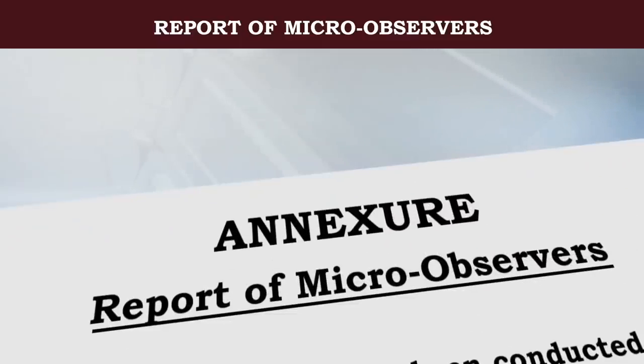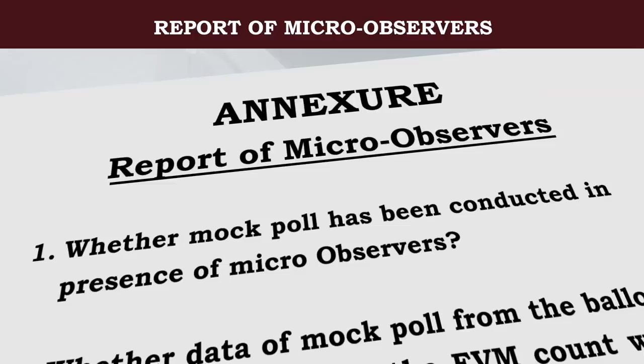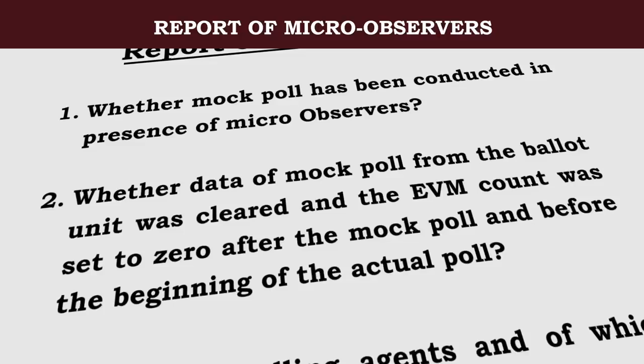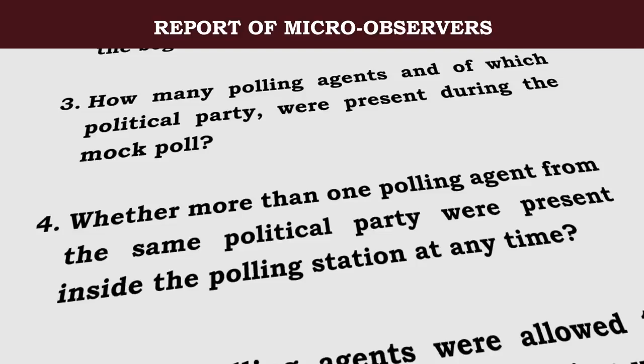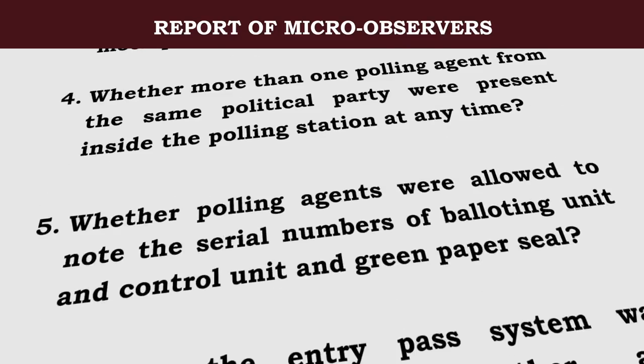Format for report of micro-observers. Whether mock poll has been conducted in presence of micro-observers. Whether data of mock poll from the ballot unit was cleared and the EVM count was set to 0 after the mock poll and before the beginning of the actual poll. How many polling agents and of which political party were present during the mock poll? Whether more than one polling agent from the same political party were present inside the polling station at any time. Whether polling agents were allowed to note the serial numbers of balloting unit and control unit and green paper seal.